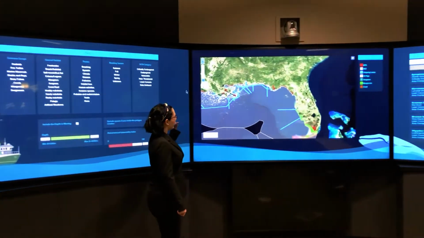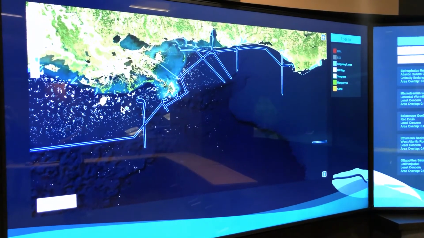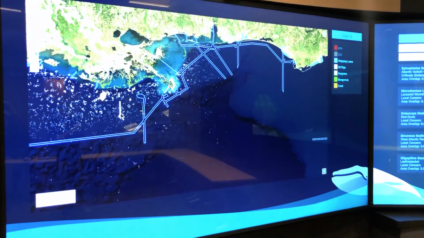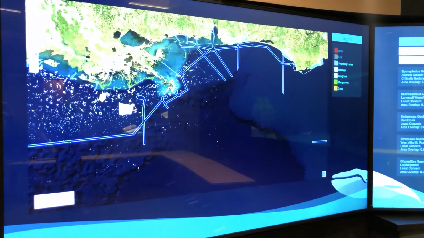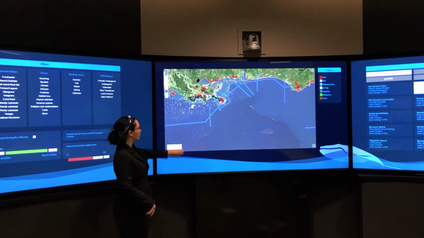This third screen is where you'll be drawing your area of interest and understanding the geographic space you are working within. Currently, we have oil rigs on the screen, which is the white dots, and you have shipping lanes and marine protected areas, which are the red areas and the blue areas.